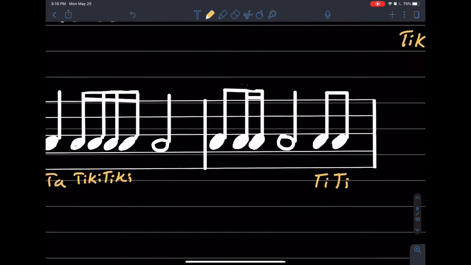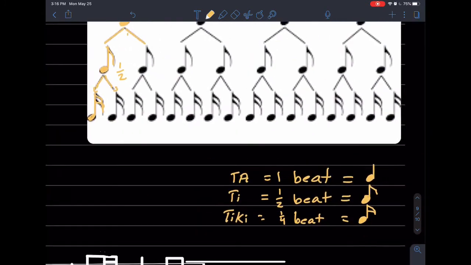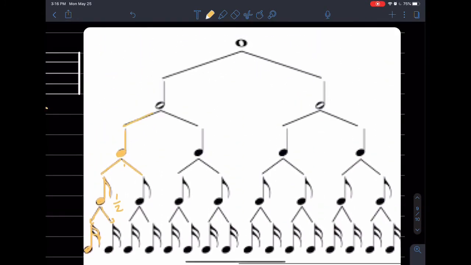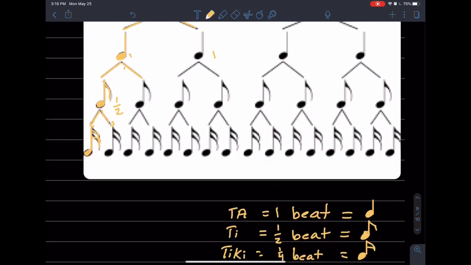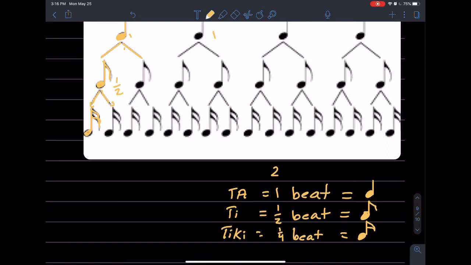Okay, what do we do about these half notes? Well, half notes are worth 2 beats. Each quarter note is worth 1, and 1 plus 1 equals 2. I like the music math because it's pretty straightforward. So that means if we ever have something worth 2 beats, in this case our half note, we're going to say ta, ah.